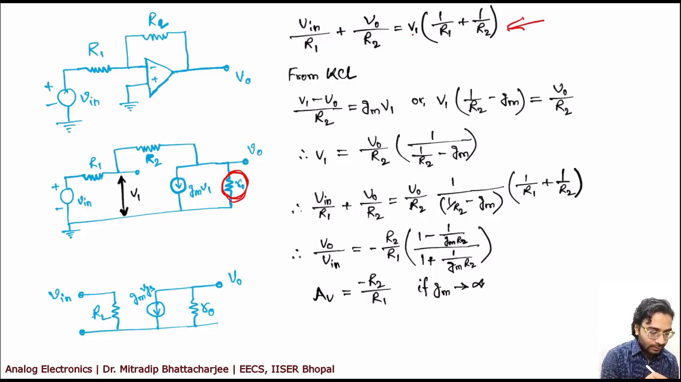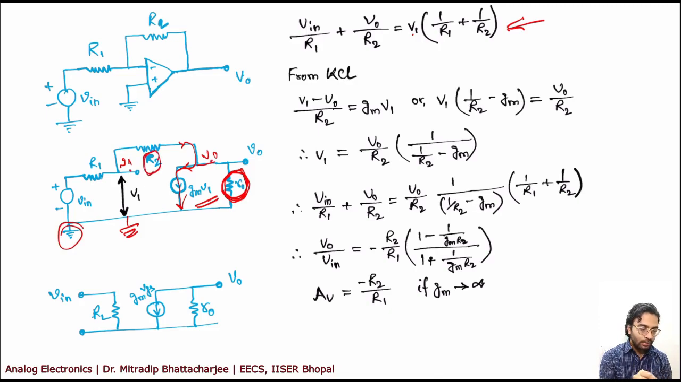Anyway, it is not going to make much difference as it is very high. So the current that is coming from here will also go through this, because this part is now open. So essentially the current is equal to GMV1. Whatever you are getting, this part is V0, and this part is V1, because this is grounded. So V1 minus V0 divided by R2 will be equal to GMV1.